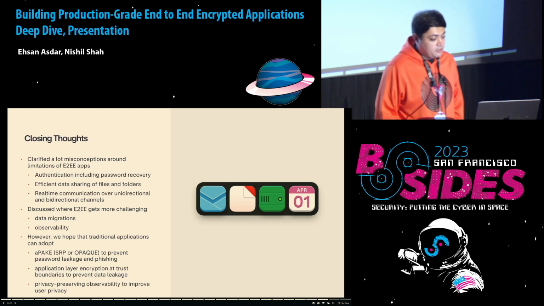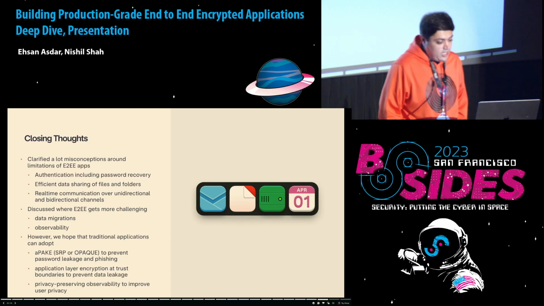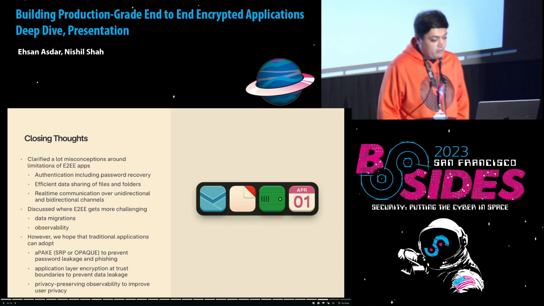Application layer encryption at trust boundaries to prevent data leakage, though people have talked about it a lot, we do think it's fairly powerful. And privacy-preserving observability, like we talked about, the Distributed Aggregation Protocol coming out of the IETF to improve user privacy, doesn't require end-to-end encryption, but still allows you to collect this data in a more user-friendly and private way.